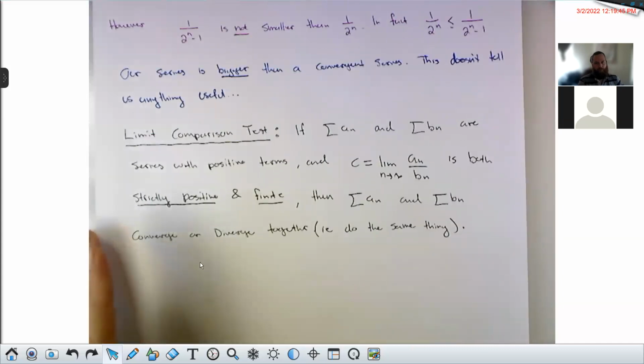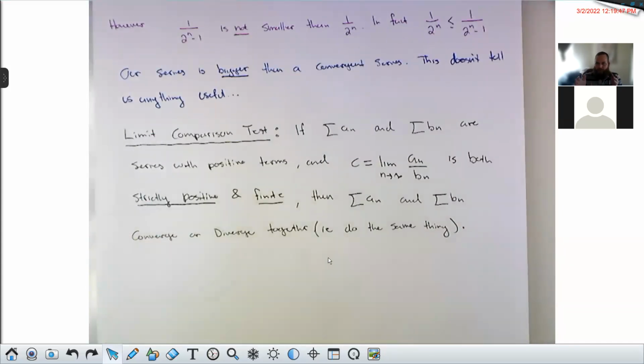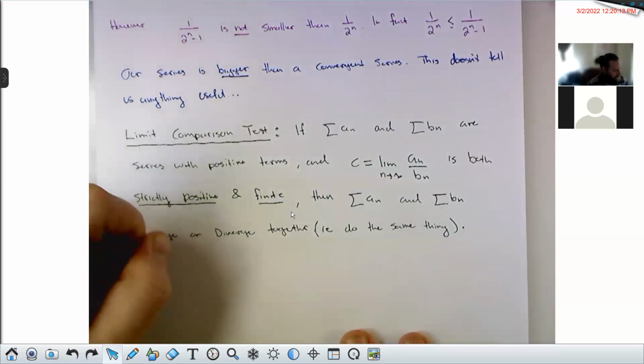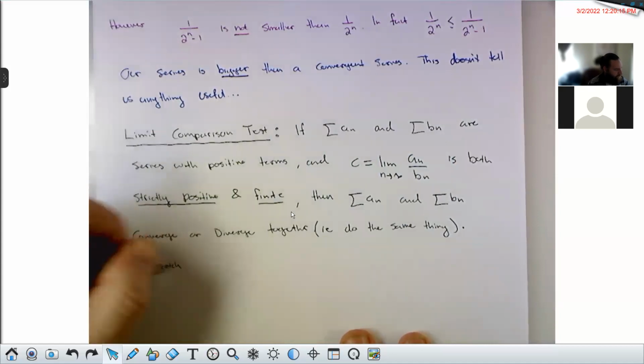So the limit comparison test says, if you think two series are similar, then go ahead and calculate the limit of an over bn. If that number comes out positive and finite, then those two series really are similar. They really do the same thing. If one converges, the other converges. If one diverges, the other diverges. I want to sketch a quick proof for you here, just to try to see why this is true.